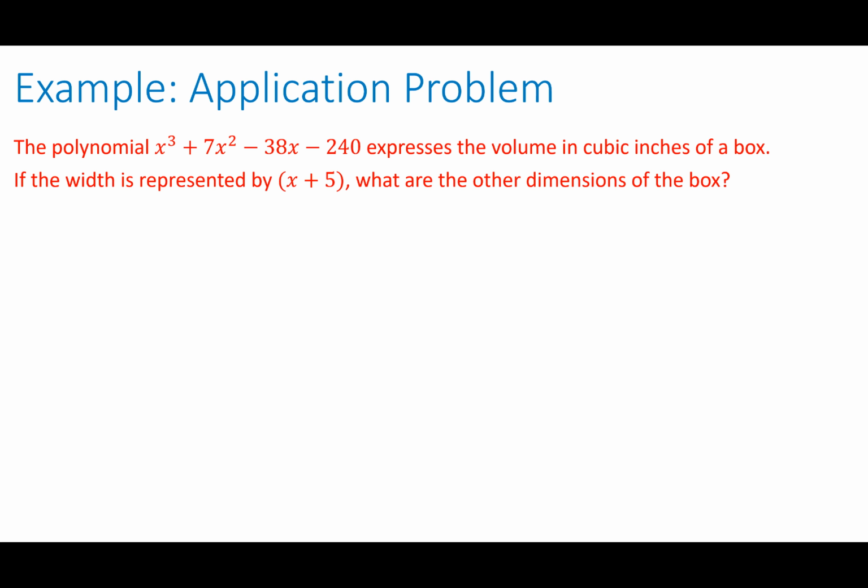The polynomial x cubed plus 7x squared minus 38x minus 240 expresses the volume in cubic inches of a box. If the width is represented by x plus 5, what are the other dimensions of the box?